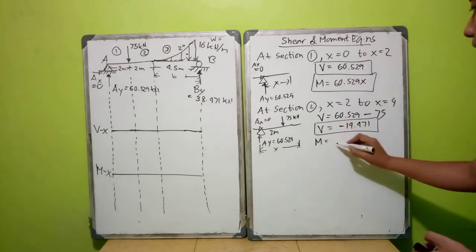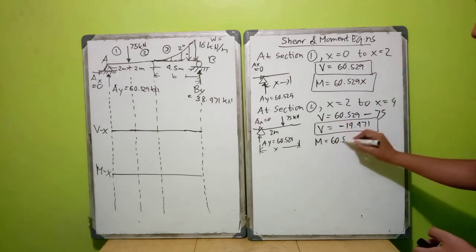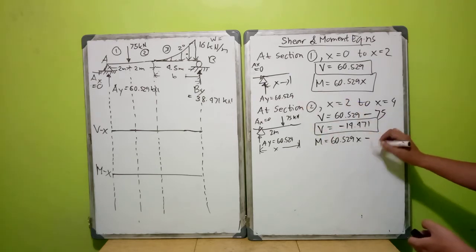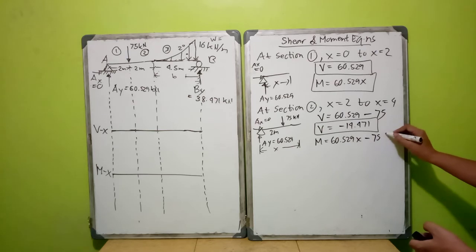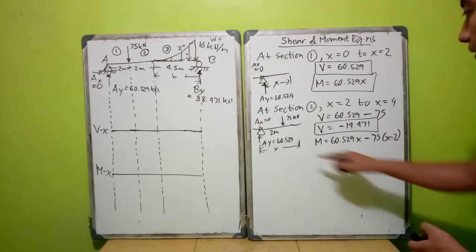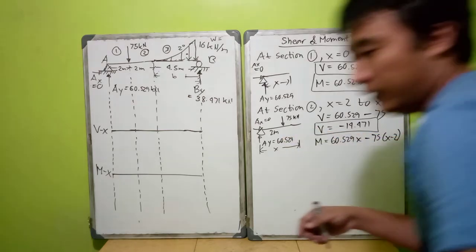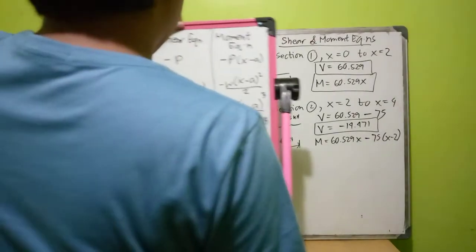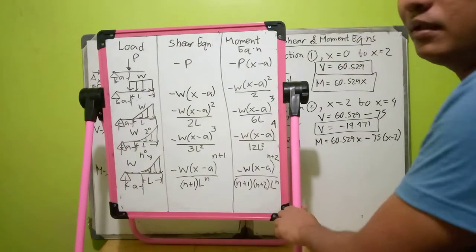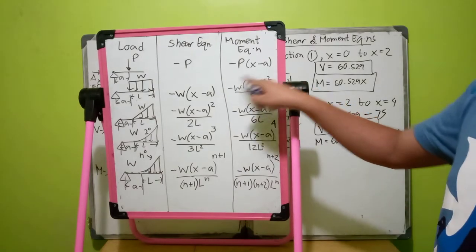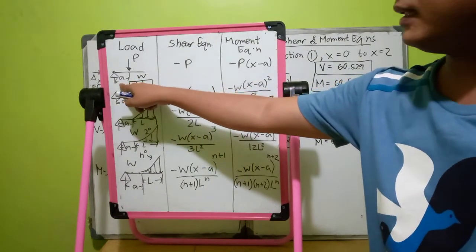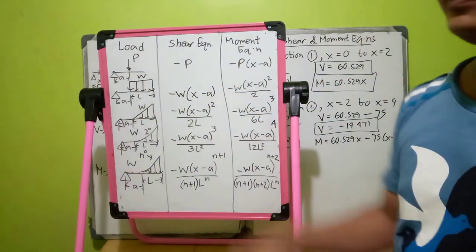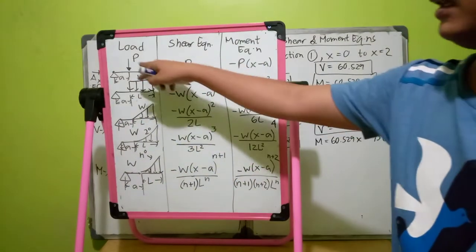And your moment is 60.529 X minus 75 times X minus 2. And the A here is 2. Okay? From this formula, remember this formula from our part 1. P times X minus A, where A is the distance from your leftmost support to the center of your load.